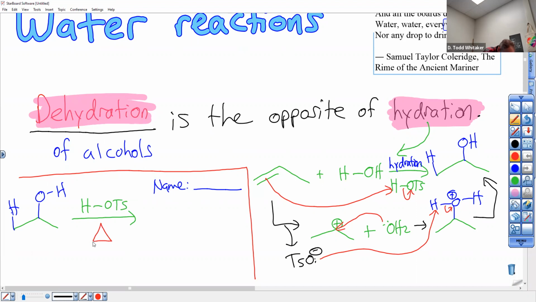What's that? Heat. Why would we need heat? Because this reaction is what kind of reaction in terms of heat? Generating a less stable pi bond. What do we call that kind of reaction that generates a less stable molecule? Endothermic. Yes. We're going to require a lot of heat. Okay.